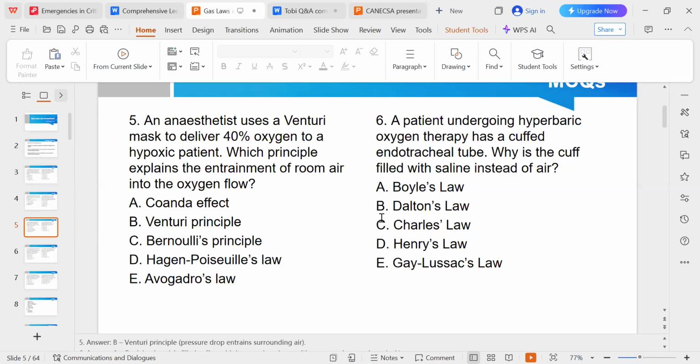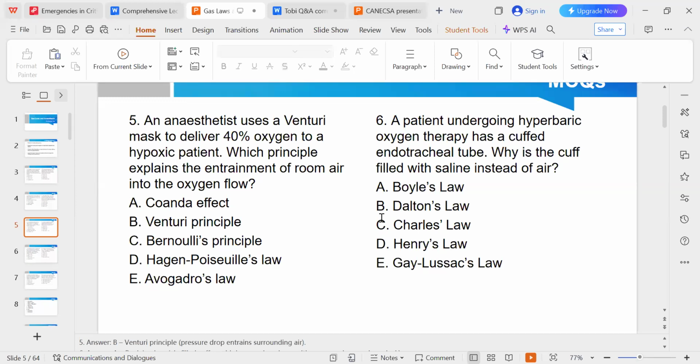An anesthetist uses a Venturi mask to deliver 40% oxygen to a hypoxic patient. Which principle explains the entrainment of room air into the oxygen flow? Coanda effect, Venturi principle, Bernoulli's principle, Avogadro's law. Which one? C. Bernoulli's principle.